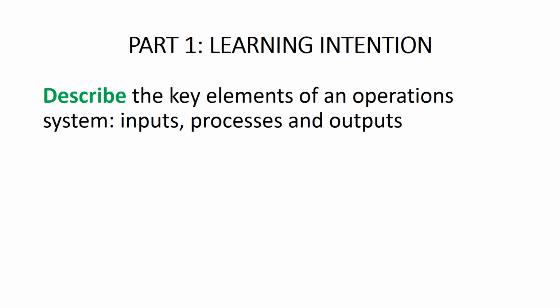This video is divided into 3 short parts. Part 1 deals with operations systems. Part 2 deals with the relationship between operations management and business objectives. And Part 3 deals with the characteristics of operations management within manufacturing businesses and within service businesses. Let's start off then with the learning intention for the first part of this video.